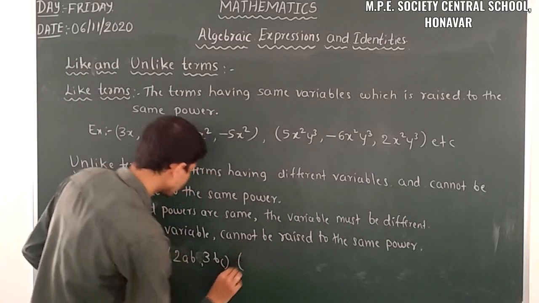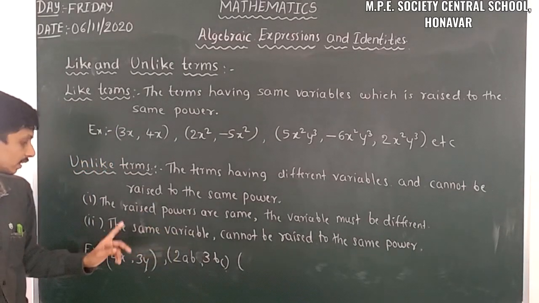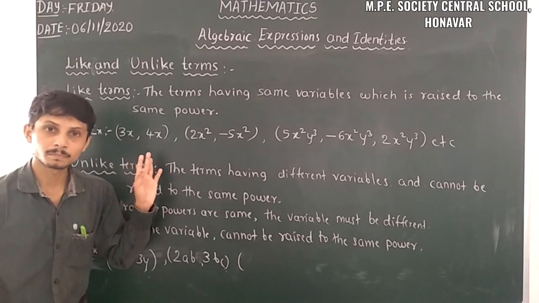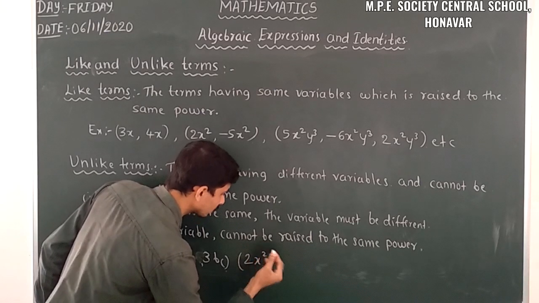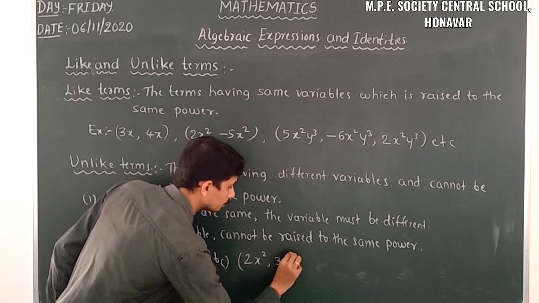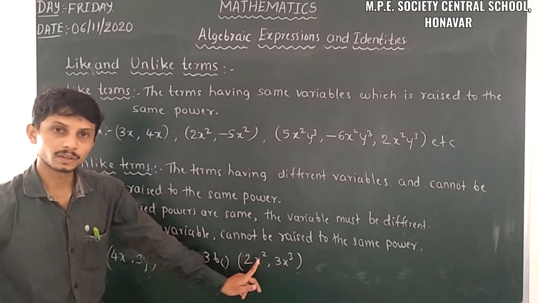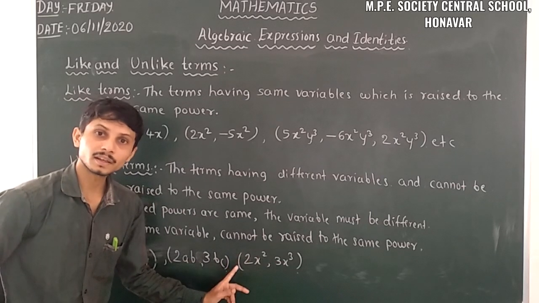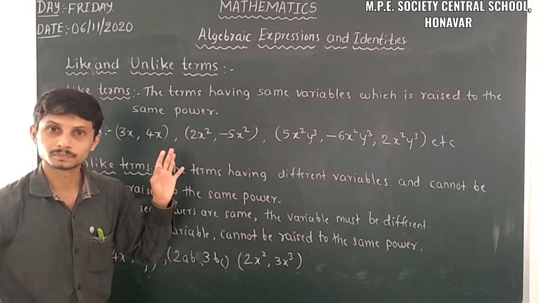Let us take the third example for reference of the second condition: the same variable cannot be raised to the same power. That means, for example, I will take 2x square and 3x cube. Just observe, the variables are same, that is x is there, here x is there. But here the powers are different. Here 2 is there, here 3 is there.